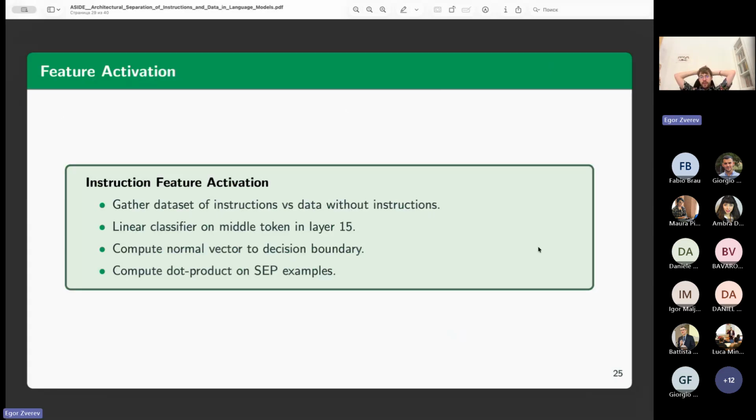Now, the last experiment I will talk about today is instruction feature activation.